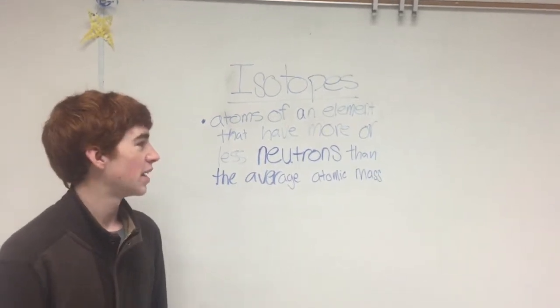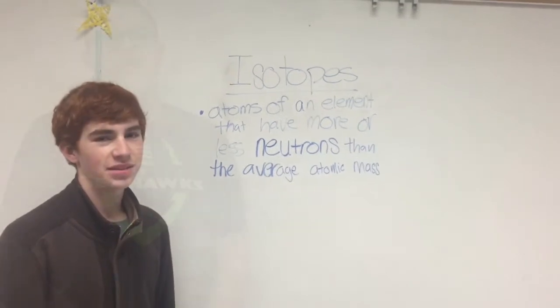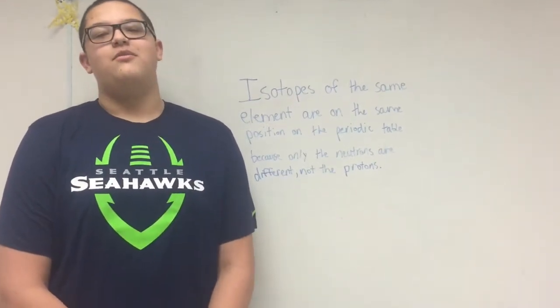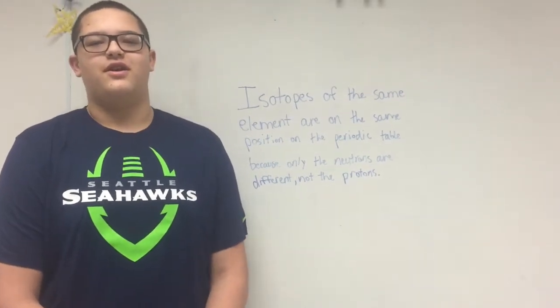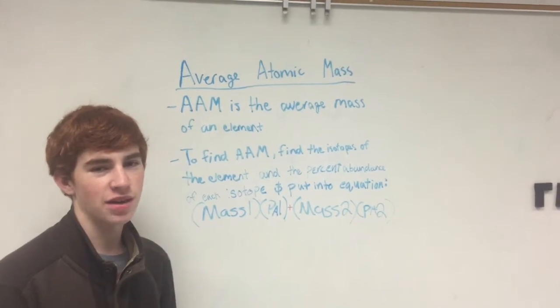Isotopes. Atoms of an element that have more or fewer neutrons than the average atomic mass. Isotopes of the same element are in the same position on the periodic table because only the neutrons are different, not the protons.